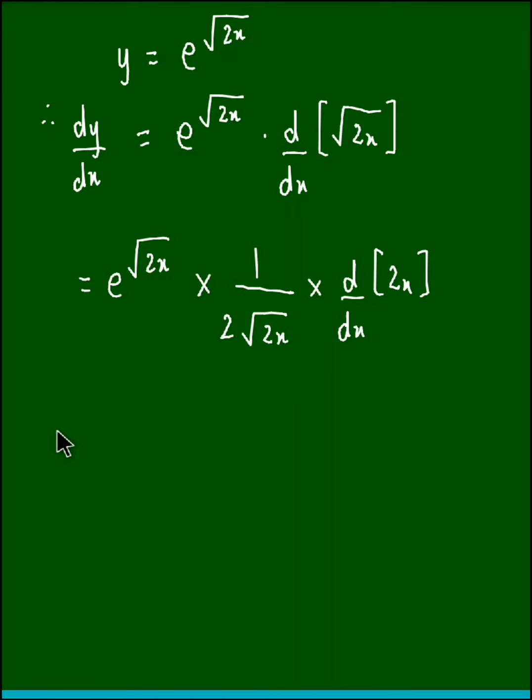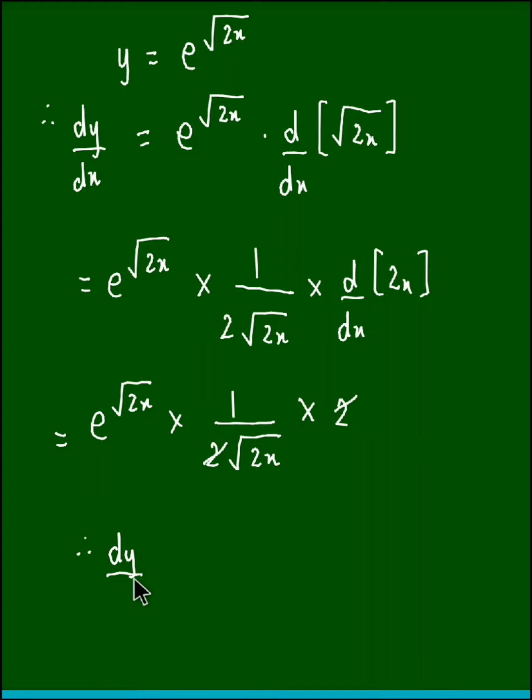Now if we simplify this further, we obtain e raised to root 2x into 1 upon 2 times root 2x into, now derivative of 2x, 2 is the coefficient and derivative of x is 1, so 2 times 1, so that will be 2. Now this 2 gets cancelled with the 2 in the denominator, so therefore finally we have dy by dx is equal to e raised to root of 2x upon root of 2x. Let's look at the options.